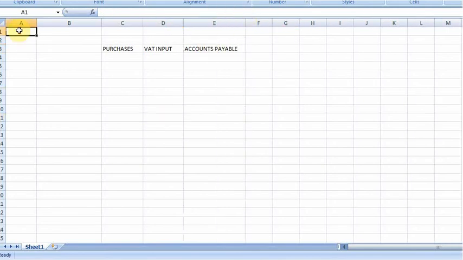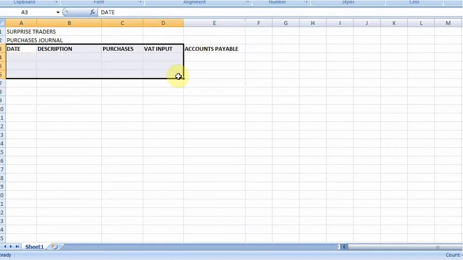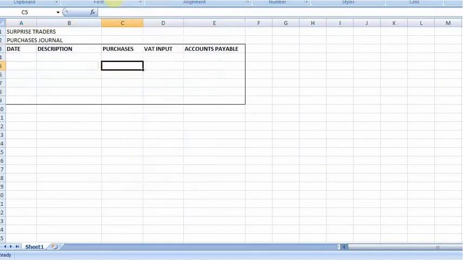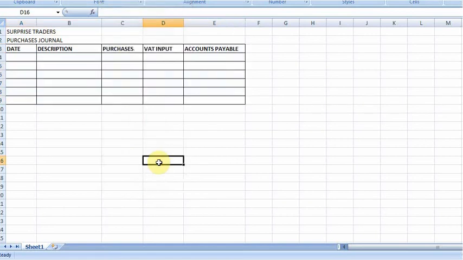So I'm going to say here this business is called Surprise Traders. So it's Surprise Traders Purchases Journal. Right. I'm going to have a date there and a description. Okay. So there I've now set up my layout. I'm just going to make sure that I put it in a neat little block for you. Right. And then we can go and look for the transactions that will go into your purchases journal.